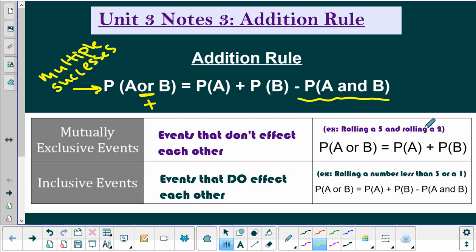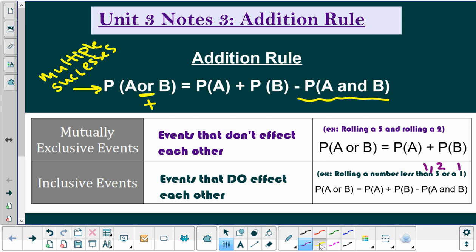When we talk about inclusive events, these are events that do affect each other. These are events that do have crossover, or they do have things that exist in both categories. So for example, rolling a number less than 3 and rolling a 1. A number less than 3 is a 1 or a 2, so there's two successes for that probability. Rolling a 1 is just a 1. There's one success for that probability.